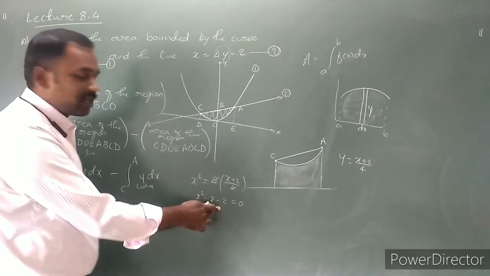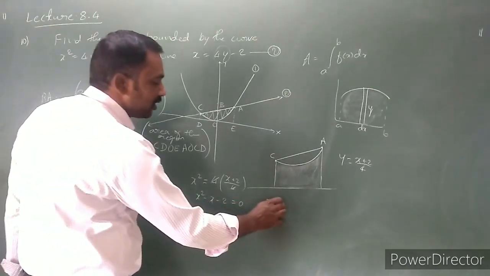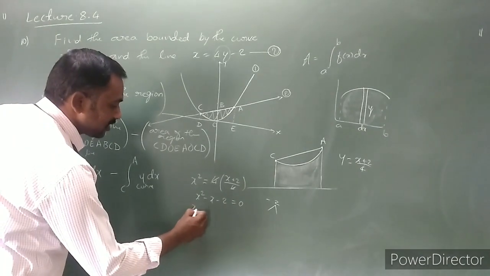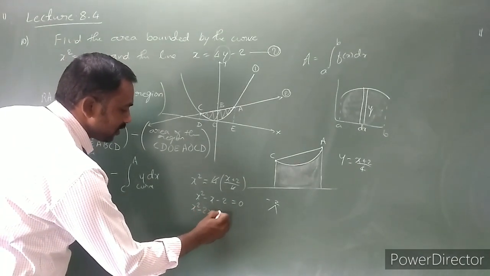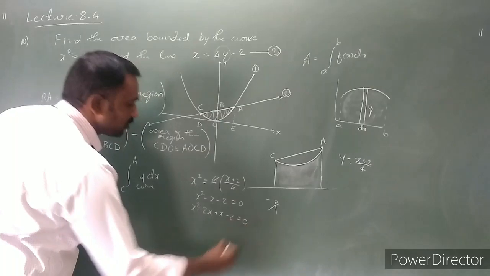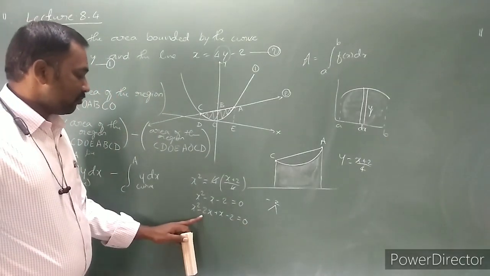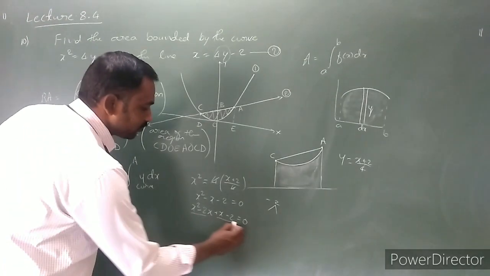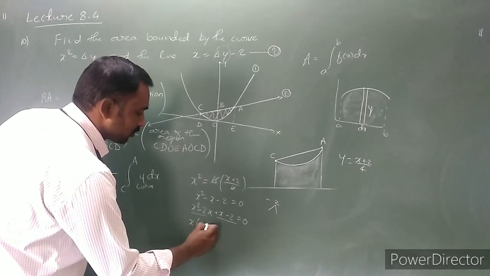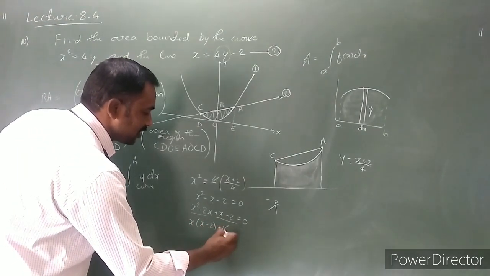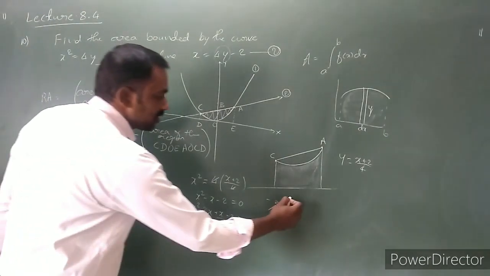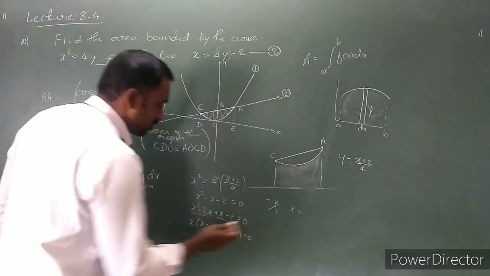On multiplying we should get minus 2, and on adding or subtracting we should get minus 1. So I just put it: x square minus 2x plus x minus 2 is equal to 0. Group the terms. x is common from the first two terms, x minus 2 is there. Plus 1 is common, x minus 2 is there, is equal to 0.